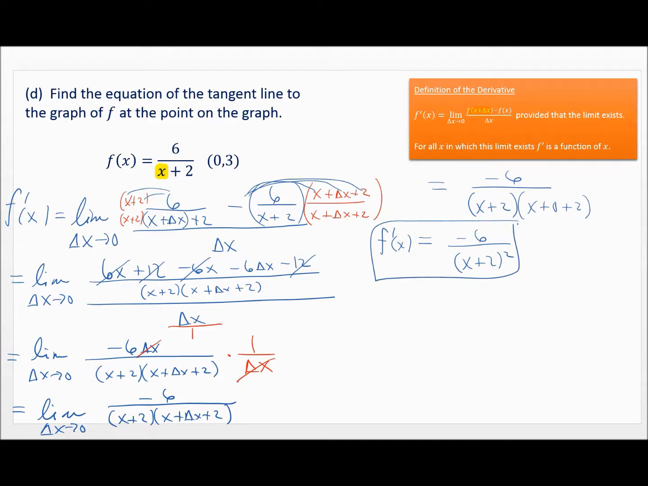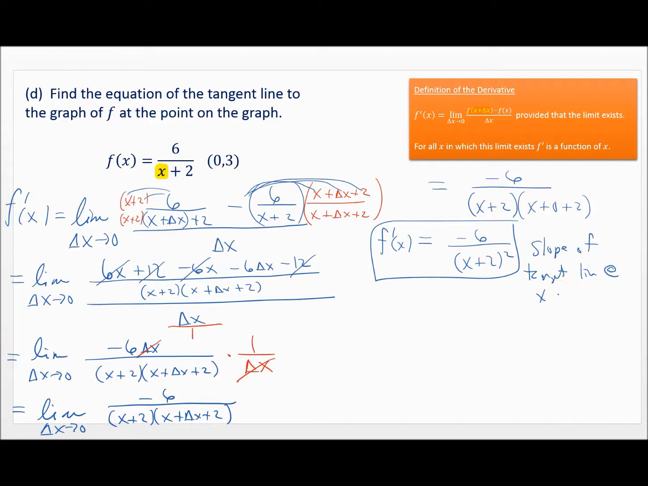You know what else it is? It's the slope of the tangent line at x, okay? So that's the slope of the tangent line at x. I probably shouldn't have put the equal to part.